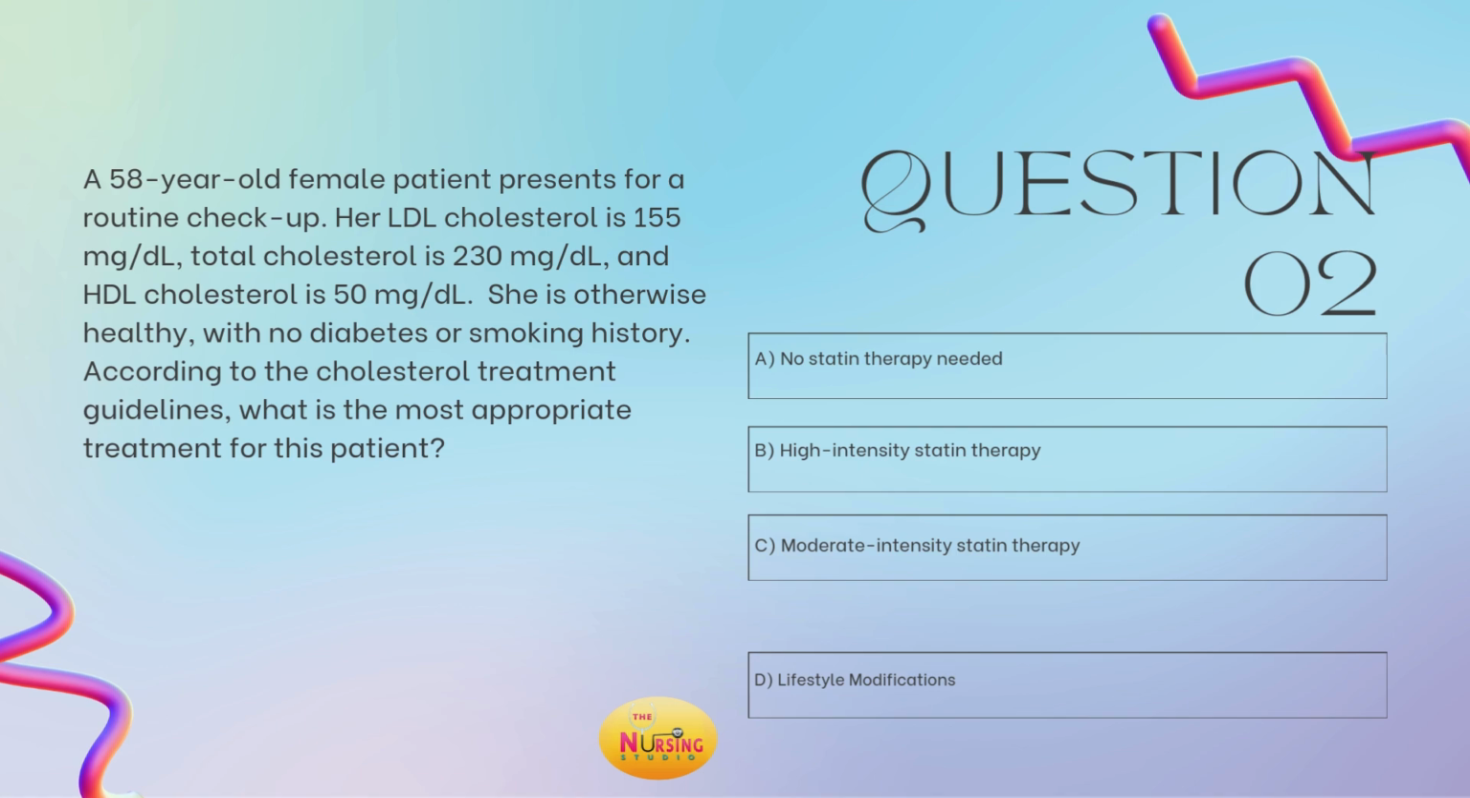Now, according to the cholesterol treatment guidelines, we know when the LDL is high, that's the bad cholesterol. So we want to focus on statin therapy to bring that down, right? And 155 is over it. It's not significantly over to the degree that we would need high intensity. And let me walk this down based off our answer choices. You can eliminate D because we need to do more than lifestyle modifications. A says no statin therapy. We know we can eliminate that as well because we definitely need statin therapy.